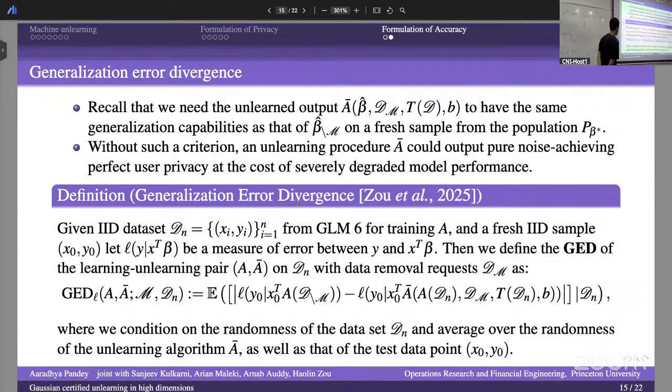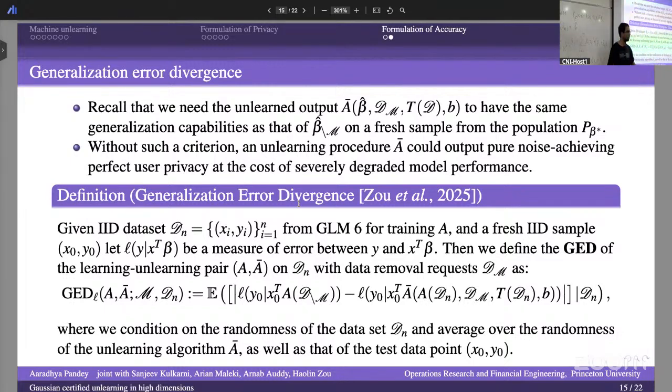So this is the definition: on a new sample, I'm going to take expectation with respect to the new sample. I'm conditioning on the data, and I'm going to average over the randomness of A bar and the new sample as well. This is beta hat slash M, and this one is the unlearned thing. I want this difference to go to 0, because this is supposedly the ideal generalization error, and this is the generalization error that we are going to create.